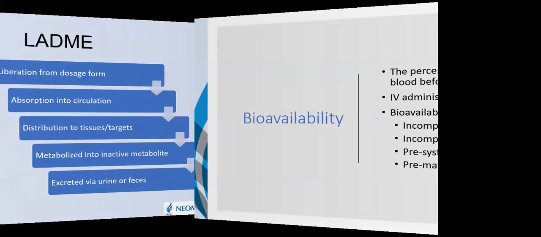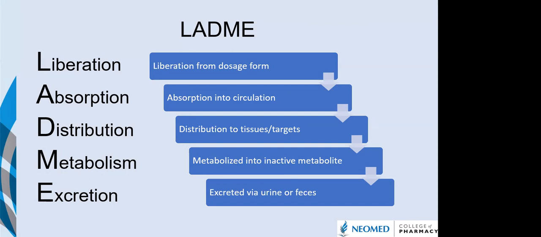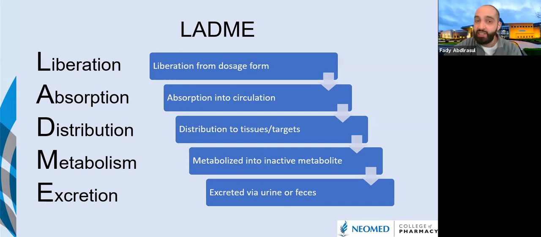All right, so let's talk about pharmacodynamics real quick. So when a drug is taken by oral route, here's kind of what happens. Let's say it's a tablet. It has to be liberated from that tablet, right? From that dosage form. And that usually happens in the stomach, right? So the acid in the stomach breaks that tablet down, and it liberates the drug itself from the dosage form, right?